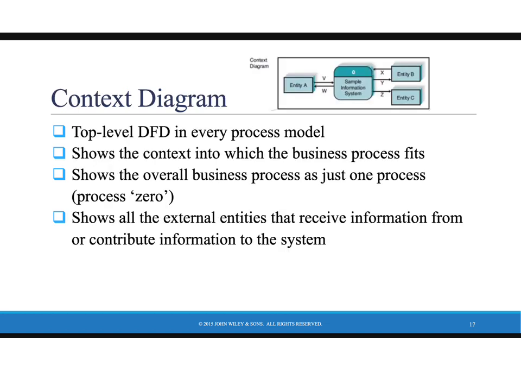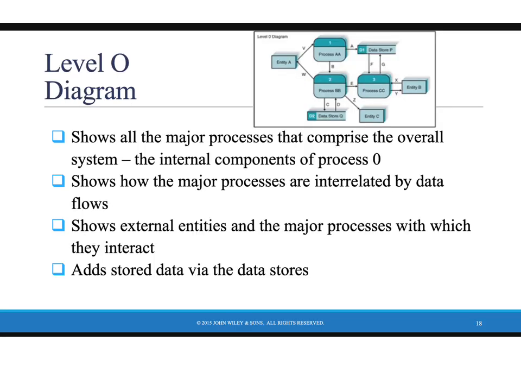So as you can see, different illustrations of different levels of data flow diagram. Here is the context diagram showing you a system and the entities that interact with the system without giving you further detail. Then you have the level 0 diagram, which shows all the major processes that comprise the overall system. It shows you the key processes, the data stores that are referenced, and the entities and data that flow in and out of them.